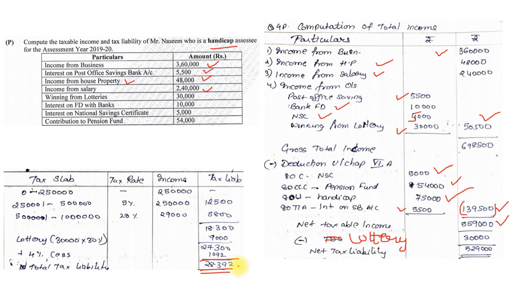Okay, so this is how you'll have to solve the sum based on calculation of taxable income and tax liability. Okay, chalo. I hope everyone has understood this. This was the fourth sum in that question paper.